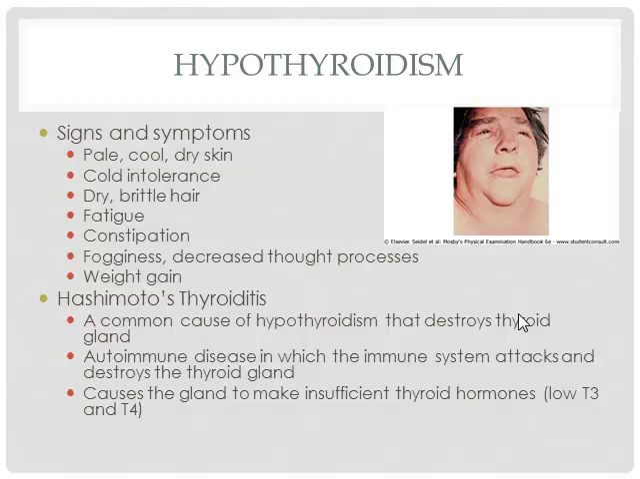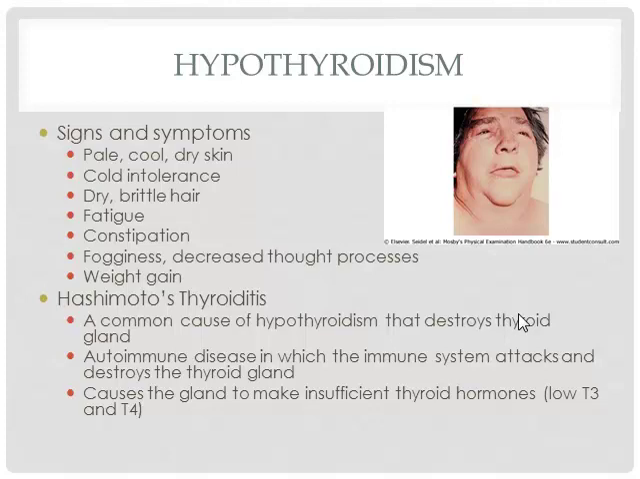These individuals are going to be just the opposite. Their metabolism is going to be slowed down because they don't have enough T3 and T4. So they'll have pale, cool, dry skin. They might not tolerate the cold very well. They have dry, brittle hair. They'll be fatigued quite a bit. They wind up with constipation versus the diarrhea that we saw in hyperthyroidism. They wind up with fogginess or decreased thought processes and weight gain.